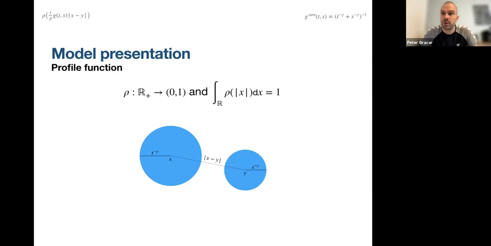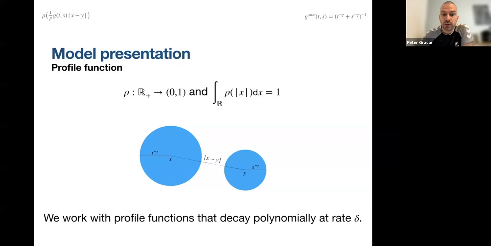So if our rho function was just an indicator function, for example, then we would connect. And if the ratio is greater than 1, meaning the distance is greater than the sum of the radii, we would not connect. Again, that would be precisely what an indicator function would do. For our questions, we will actually not consider indicator functions for the profile function, but instead we will work with profile functions that have polynomial decay at rate delta.